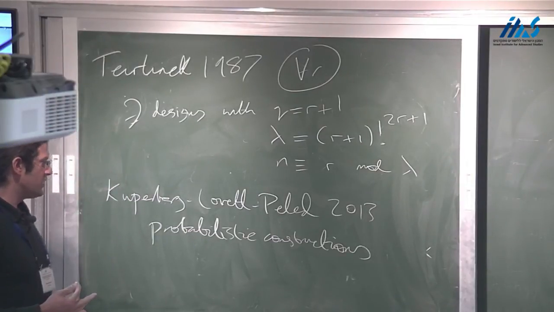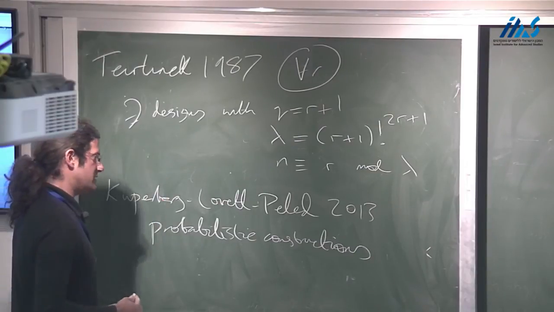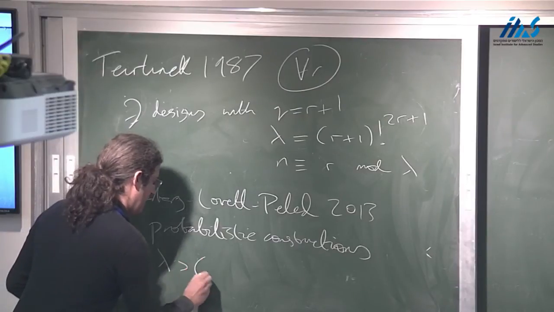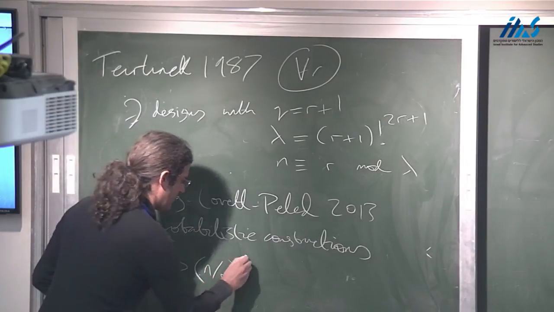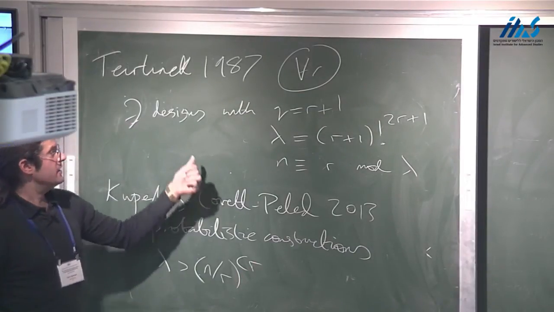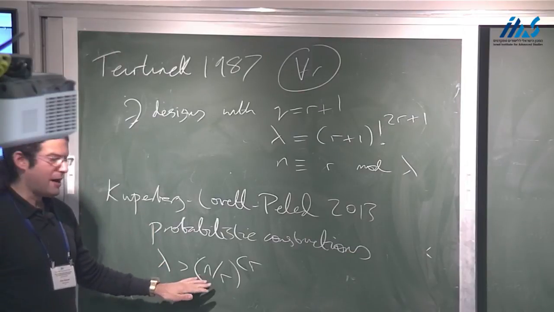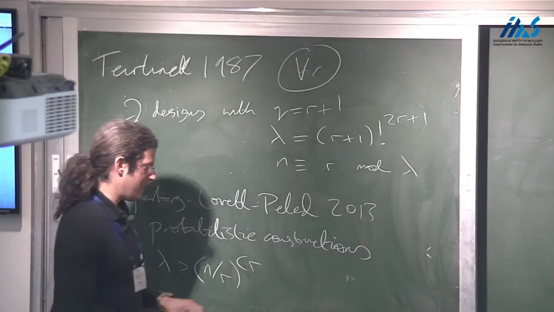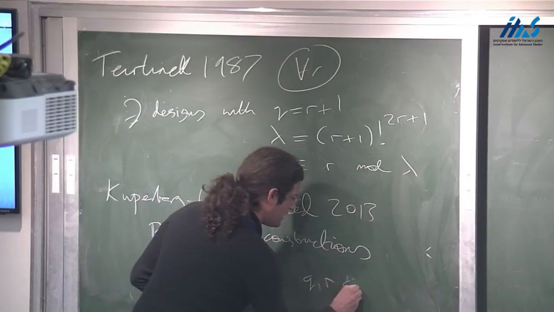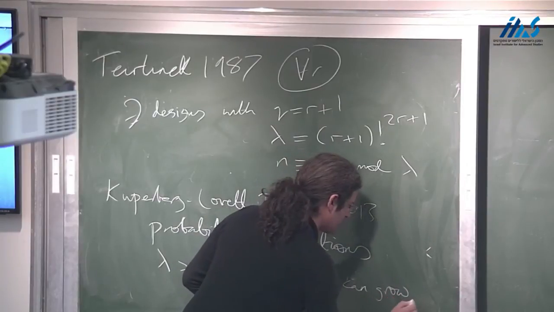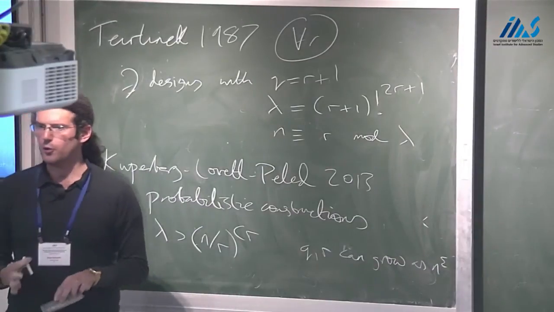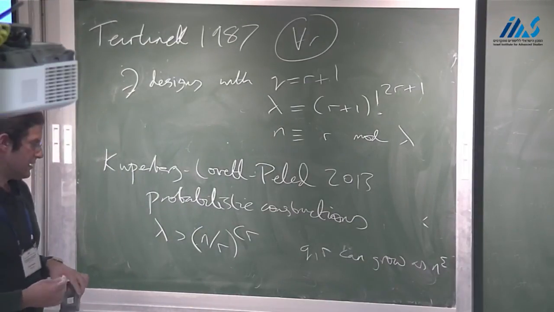For designs, the one assumption which is needed is that lambda has to grow, at something like n over r to the cr. So it's better than Teirlinck's bound, but it doesn't say anything about constant lambda. It is also complementary to ours in that Q and R can grow, even as some polynomial like n to the epsilon, whereas we're always going to be thinking about Q and R as fixed.